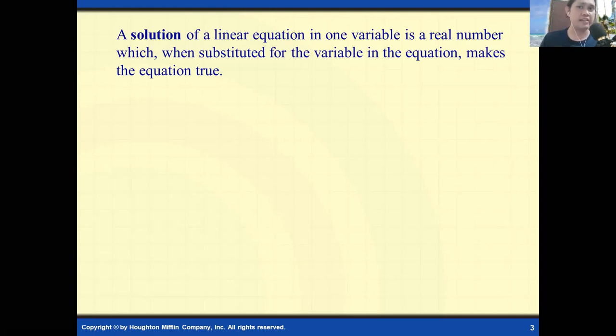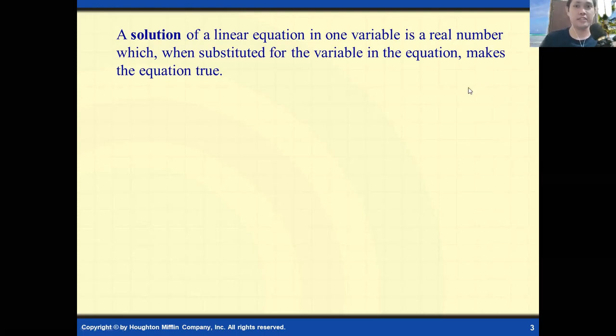So a solution of a linear equation in one variable, as I have mentioned a while ago, is a real number. Again, I'll highlight the word real number, so you can see it there. As I have said, a solution of a linear equation in one variable is a real number which, when we substitute it for the variable in the equation, makes the equation true. Again, a solution is any value, a real number, that can be substituted for your variable that makes the equation true.